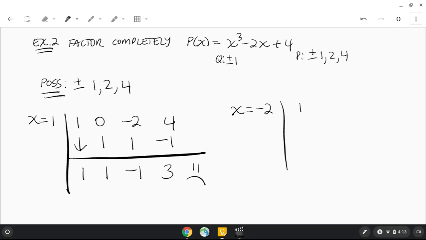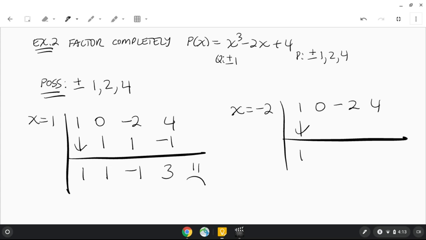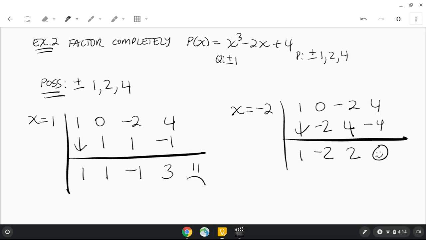1, 0, negative 2, 4. Bring down the 1. 1 times negative 2 is negative 2, and then we combine 0 and negative 2 to get negative 2. Repeat the process: negative 2 times negative 2 is 4. Combine 4 and negative 2 is 2. 2 times negative 2 is negative 4. And oh, look at that, we got a 0! Not just any 0, but a happy 0. So we found one of our zeros.